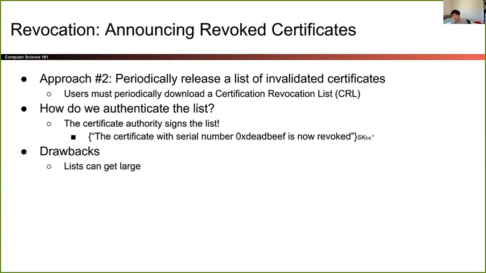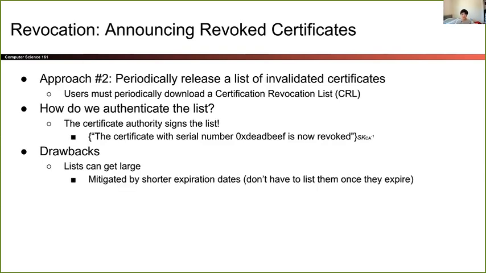The main thing is that, first, lists can get really large. This is mitigated by shorter expiration dates because once certificates expire, you don't have to list them in your CRL anymore. But for a really large certificate authority like Let's Encrypt, this might still get really annoying. It might become kilobytes or even megabytes, I don't know how large they actually get, but say megabytes of just revoked certificate after revoked certificate, at least until they expire.